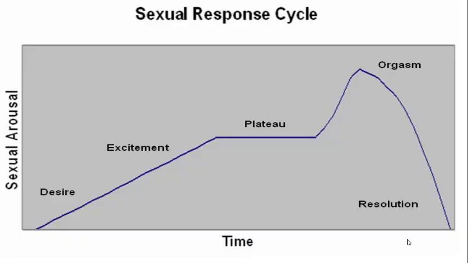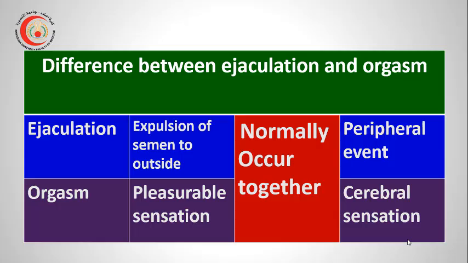So, the sexual response cycle starts with desire, excitement, plateau, orgasm, and resolution. What is the difference between ejaculation and orgasm? Normally, in normal persons, both orgasm and ejaculation occur together. However, they are two different physiological processes. Ejaculation means expulsion of the semen to the outside, and orgasm means pleasurable sensation felt in the brain.